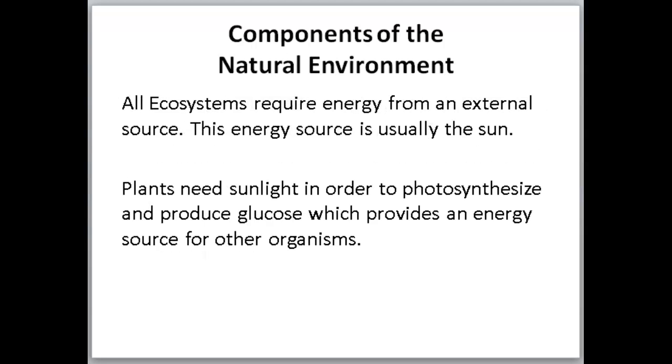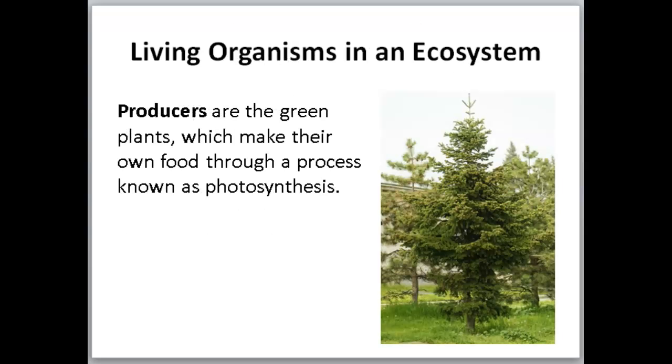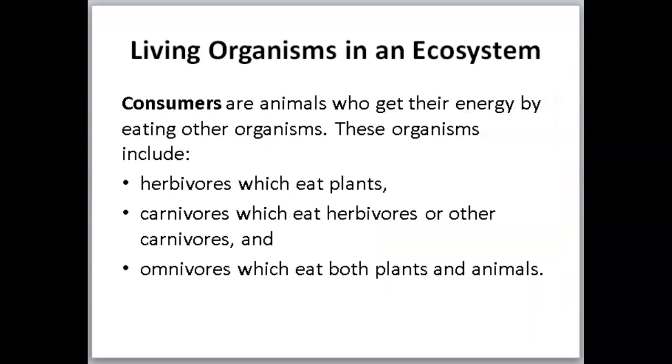Now, all ecosystems require energy from an external source, and this energy source is usually the sun. Plants, for example, need sunlight in order to photosynthesize and produce glucose, which provides an energy source for other organisms. Speaking of plants, producers are the green plants, which make their own food through a process known as photosynthesis, as I alluded to earlier. While consumers are animals who get their energy by eating other organisms.